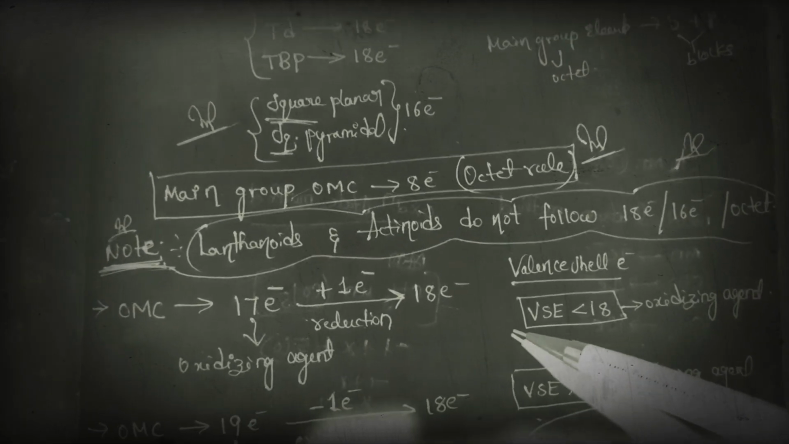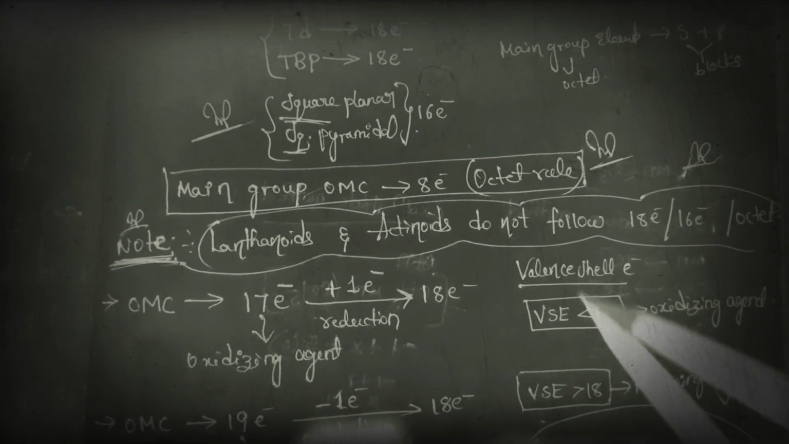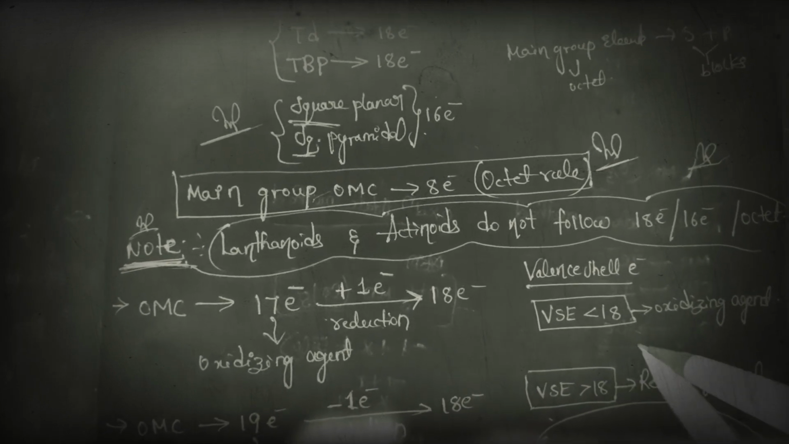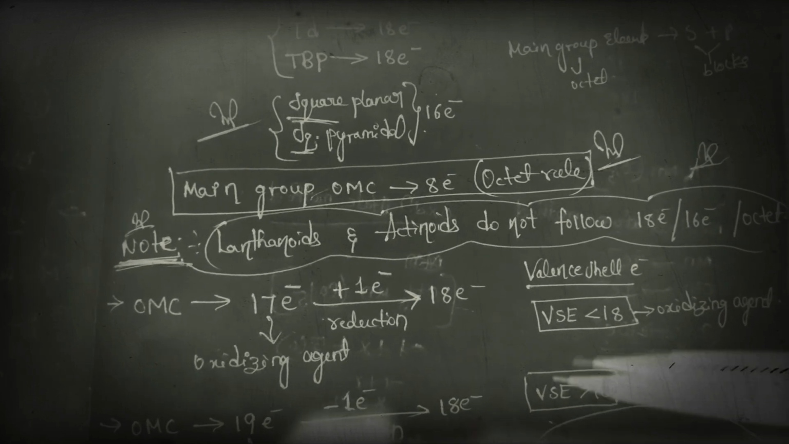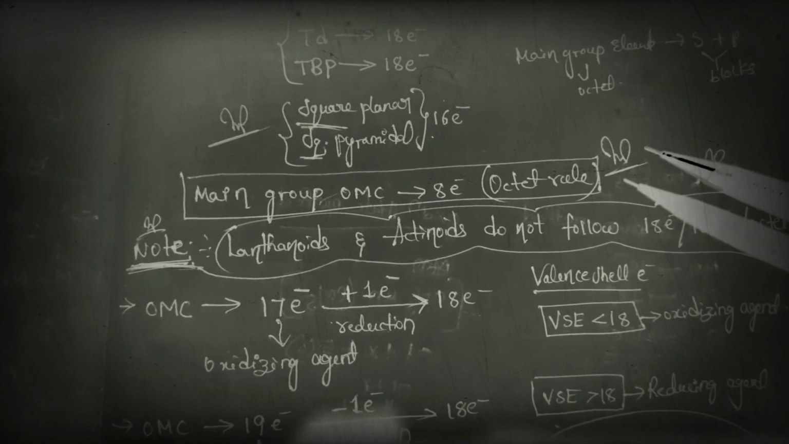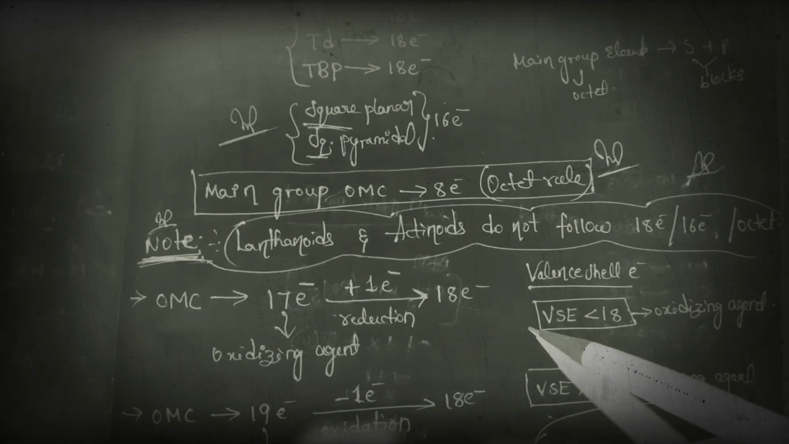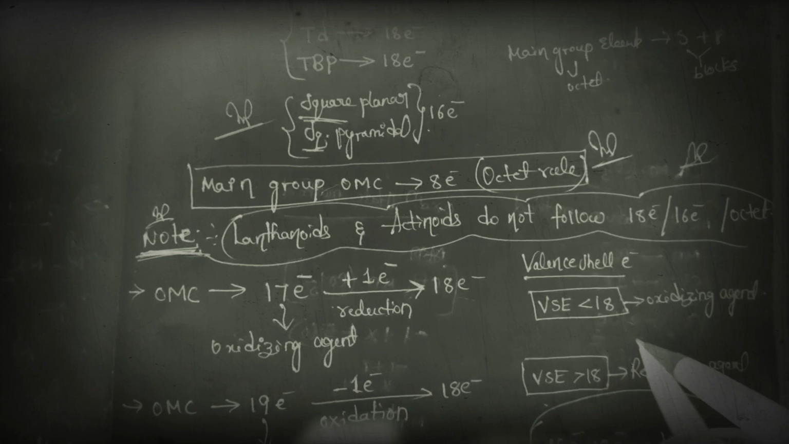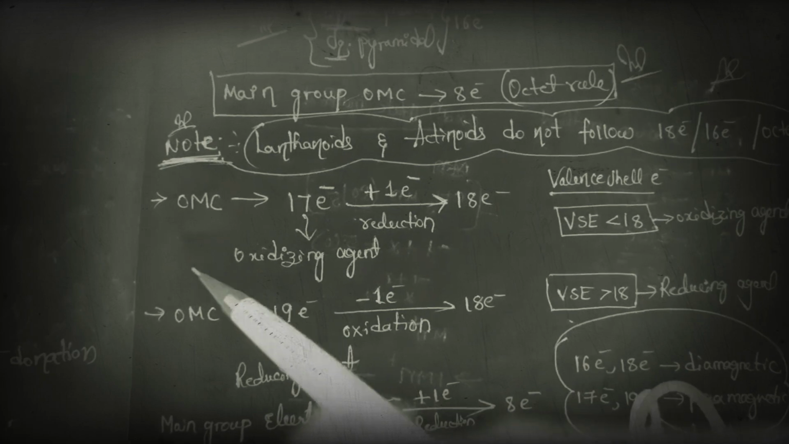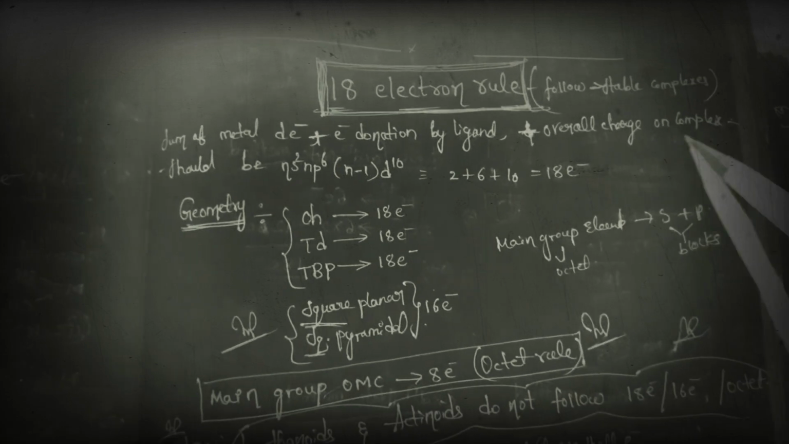See, if the valence shell electrons are less than 18, meaning they need one electron to attain stability, so they take electrons. Taking electrons means they are reducing themselves, so they are oxidizing the others. So if the number of valence shell electrons is less than 18, they act as oxidizing agents. This is important.